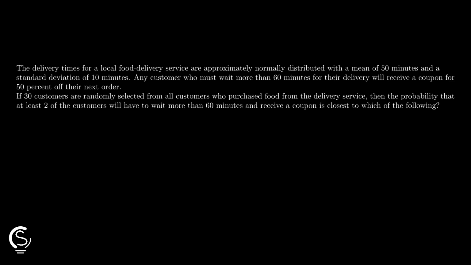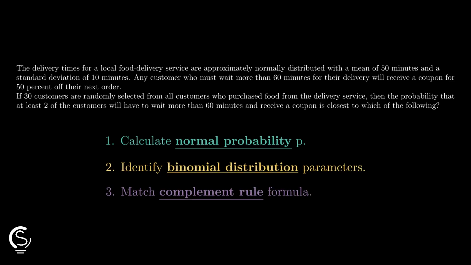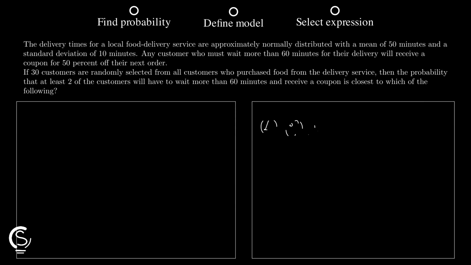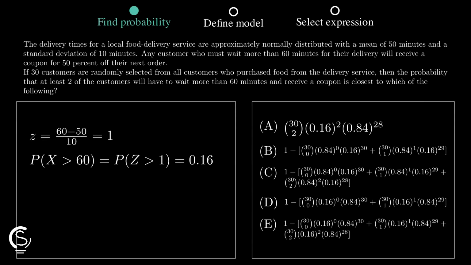Calculating the probability of at least 2 successes in 30 trials seems tough, but we can solve this quickly using a simple binomial distribution model today. First, find the probability P that a single delivery exceeds 60 minutes. Using the normal distribution with mean 50 and standard deviation 10, 60 minutes is one standard deviation above.